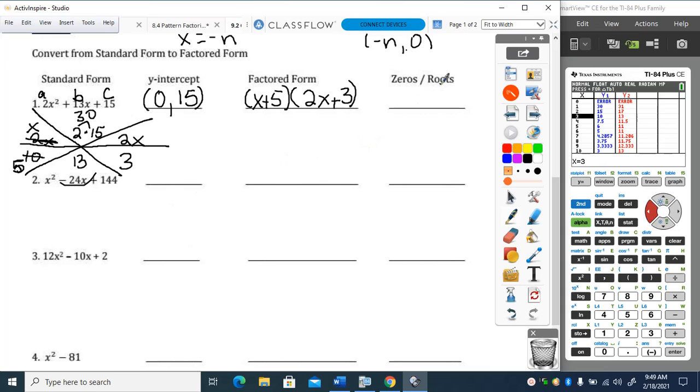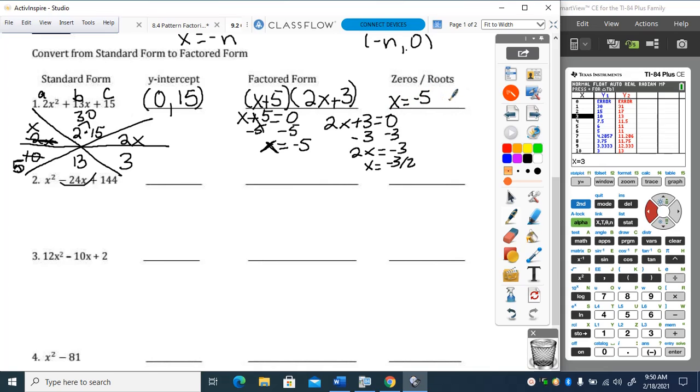Now we want to find our zeros/roots. Well, that's when we set our factors from our factored form equal to 0. So we have x plus 5 is equal to 0, and 2x plus 3 is equal to 0. And we just solve for x. So when x plus 5 is equal to 0, what do I got to do to get x by itself? Subtract 5. So that means x is equal to negative 5. Now we have 2x plus 3 is equal to 0. First, we got to subtract the 3 to get x by itself. So 2x is equal to negative 3, and then divide by 2. So x is equal to negative 3 over 2. So my roots are x is equal to negative 5, and x is equal to negative 3 over 2.